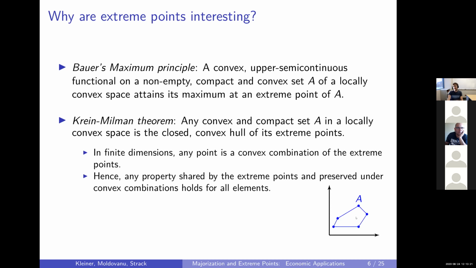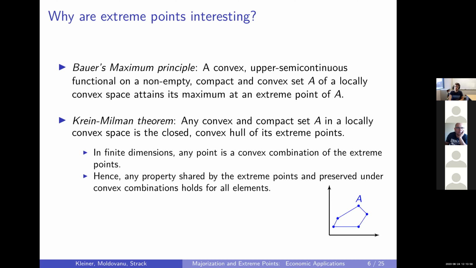Why is that useful? Well, sometimes you know that all the extreme points share a certain property. And now if you know that this property is preserved under taking convex combinations, then you can immediately deduce that this property holds for all the set. So for example, in this picture here, each extreme point has each dimension non-negative. So each extreme point lies in the positive orthant. So clearly this is a property that's preserved under taking convex combinations. So then you can deduce that the set A lies in the positive orthant.